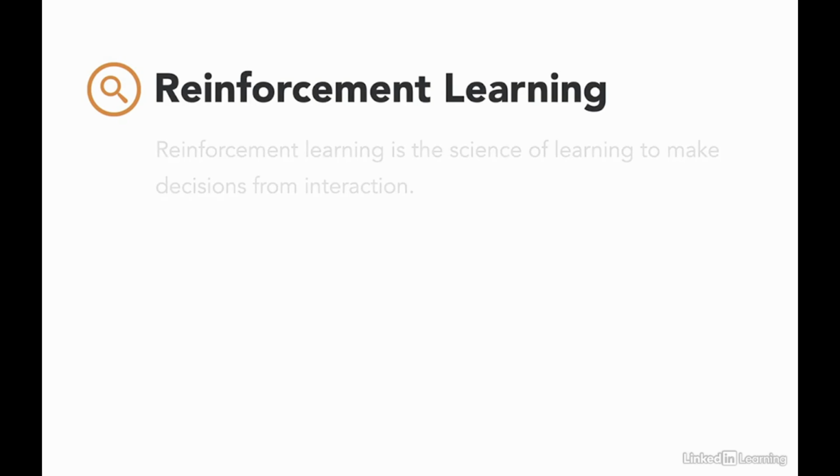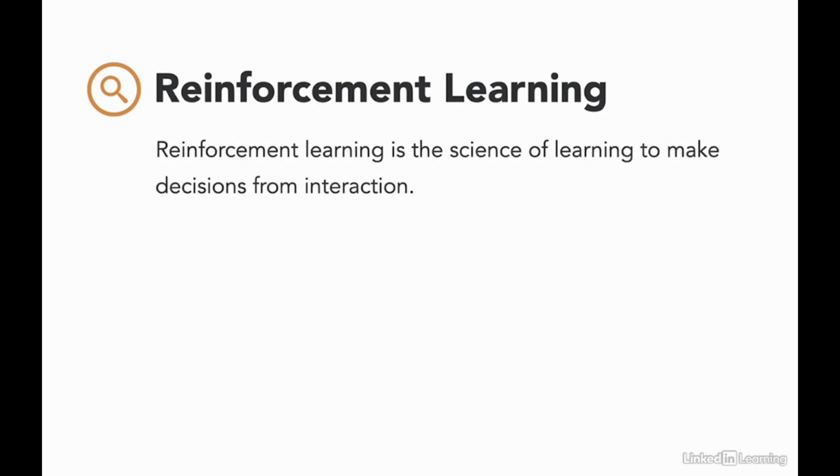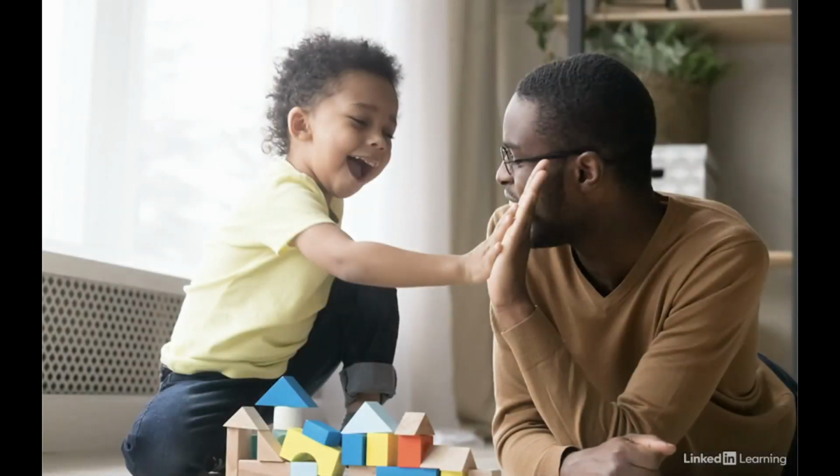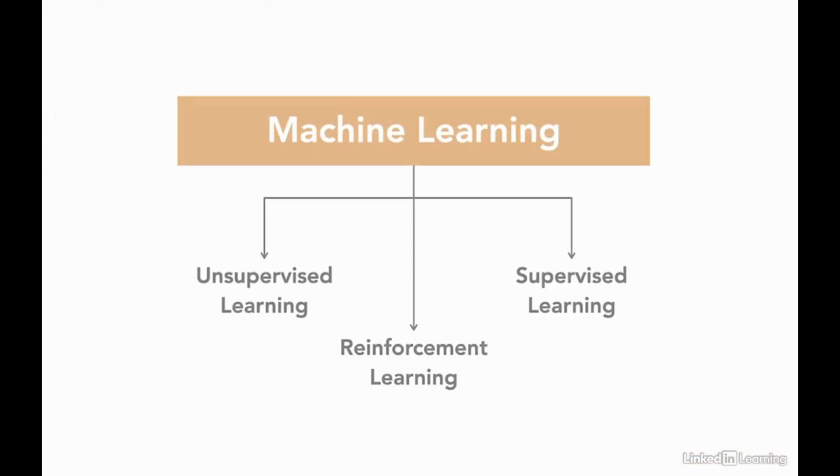Reinforcement learning is the science of learning to make decisions from interaction, or the process of learning through feedback. It has many applications like autonomous driving, robotics, trading, and gaming. Reinforcement learning is very similar to early childhood learning. A toddler sees something, does something, gets positive or negative feedback, then adjusts his or her future behavior accordingly. Reinforcement learning, along with unsupervised and supervised learning, form the three major branches of machine learning.